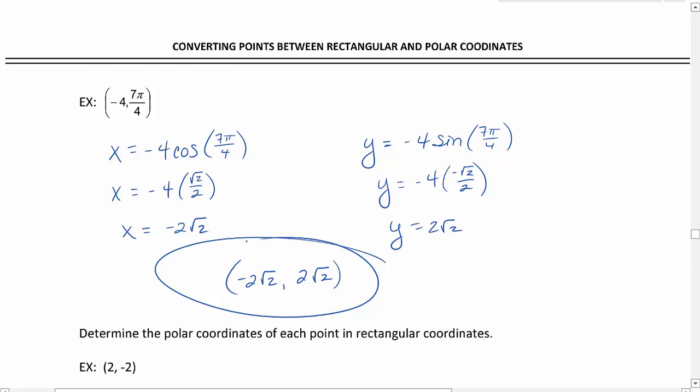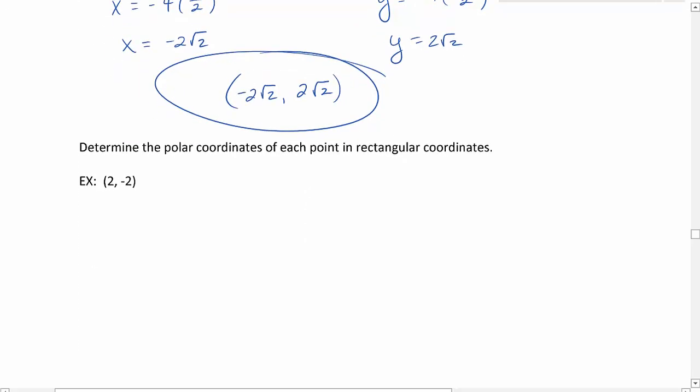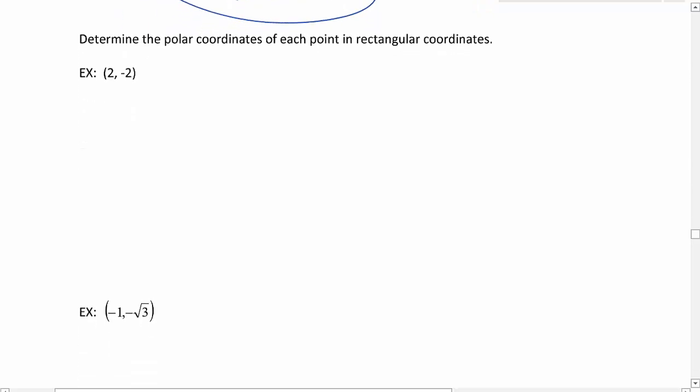And there we go. Now let's go the other direction. So we're going to be using our other two formulas. We're going to use r squared is equal to x squared plus y squared, and we're using tangent of theta is equal to y over x.